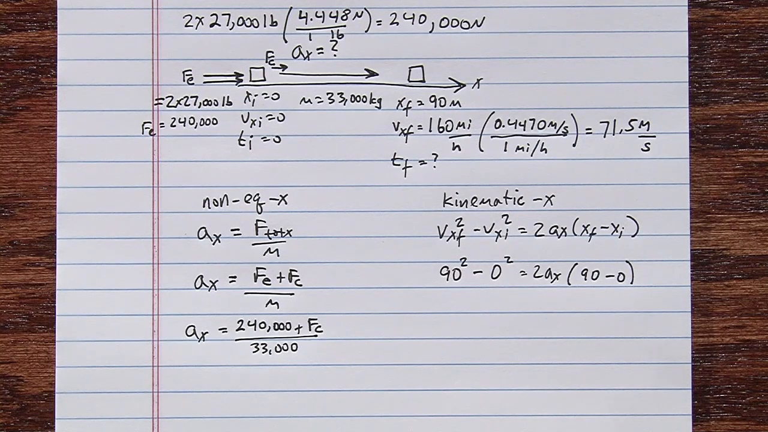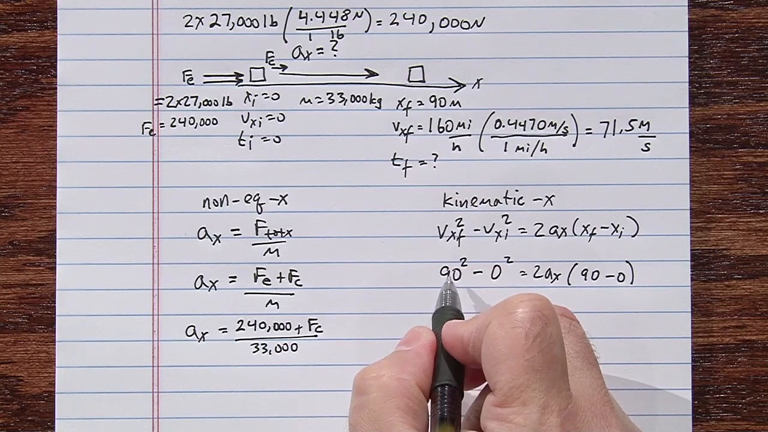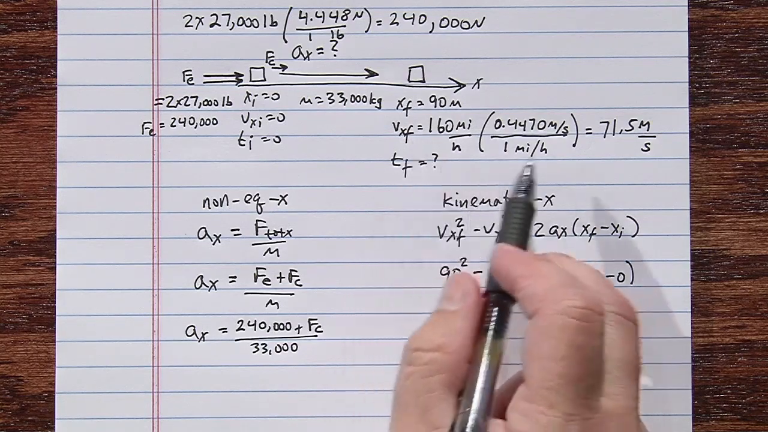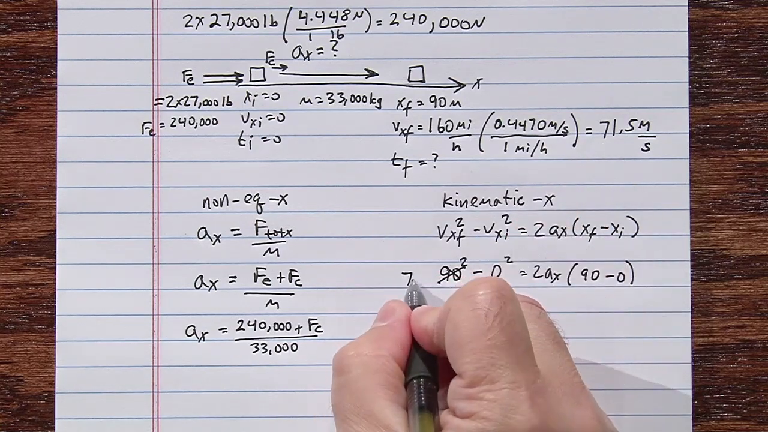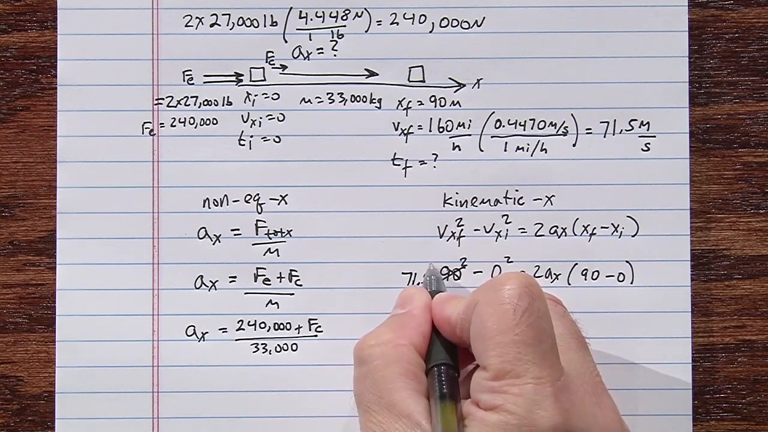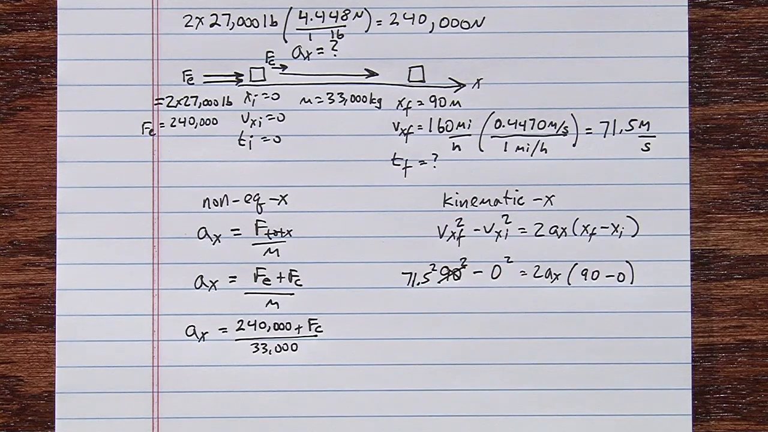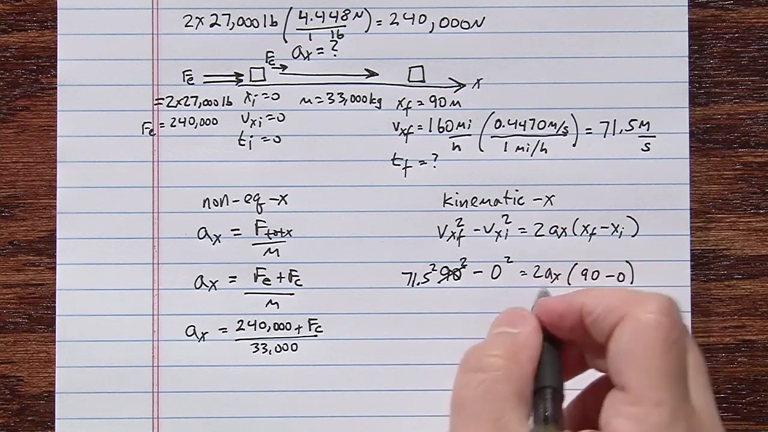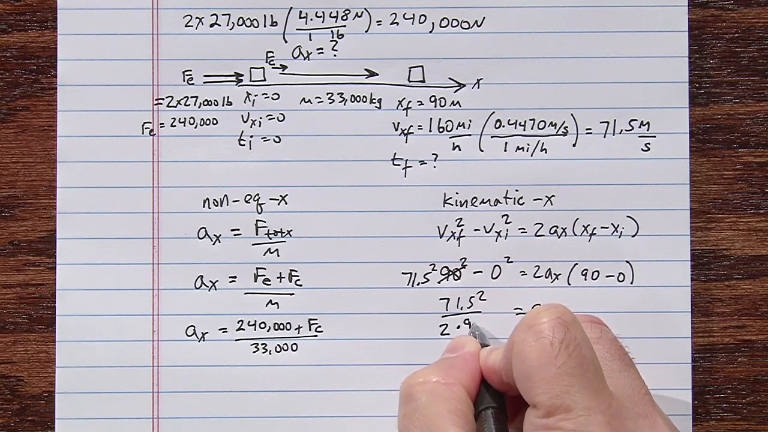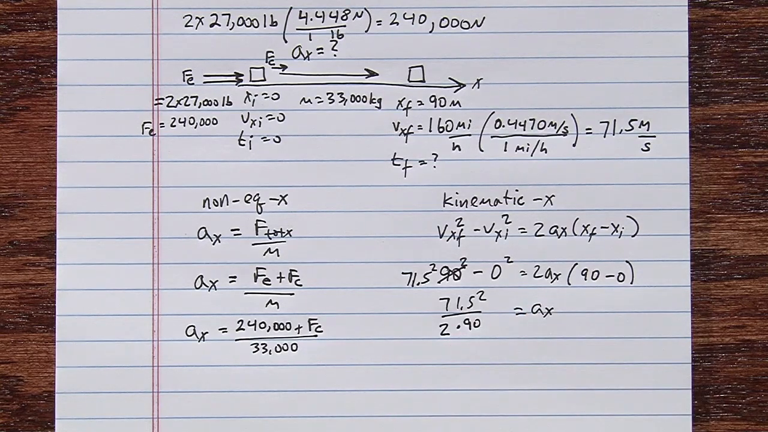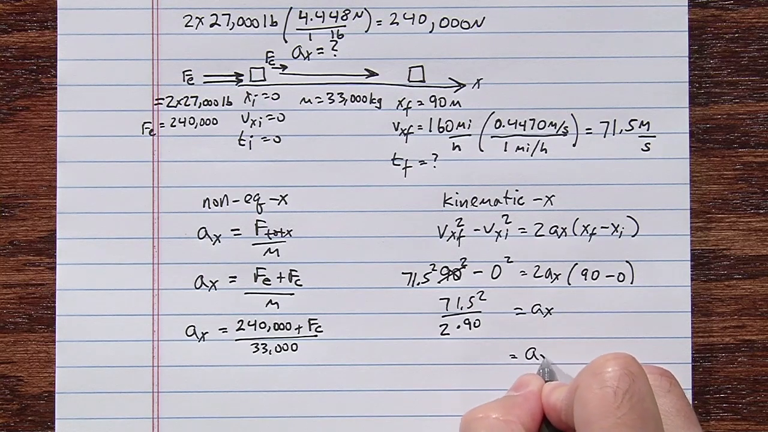Oh, I'm sorry. This is not correct right here. Vx final is not 90. Let's scratch that out. Vx final is 71.5 meters per second. So Vx final is 71.5 squared. I apologize for that. Okay, so now Ax is equal to 71.5 squared divided by 2 and divided by 90 is equal to Ax.